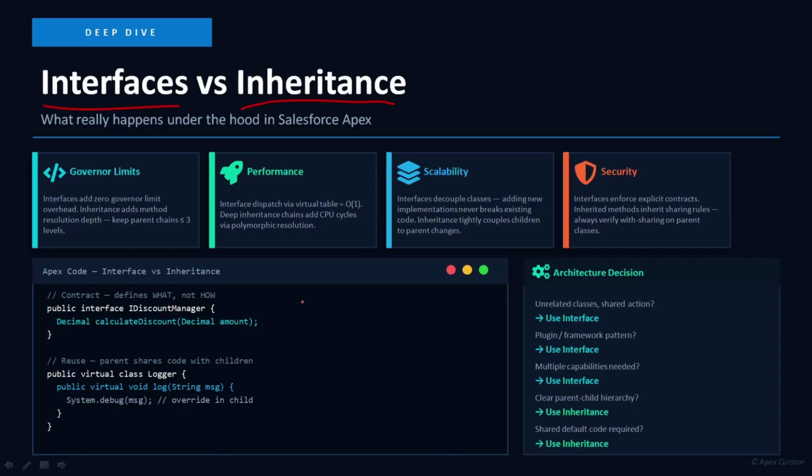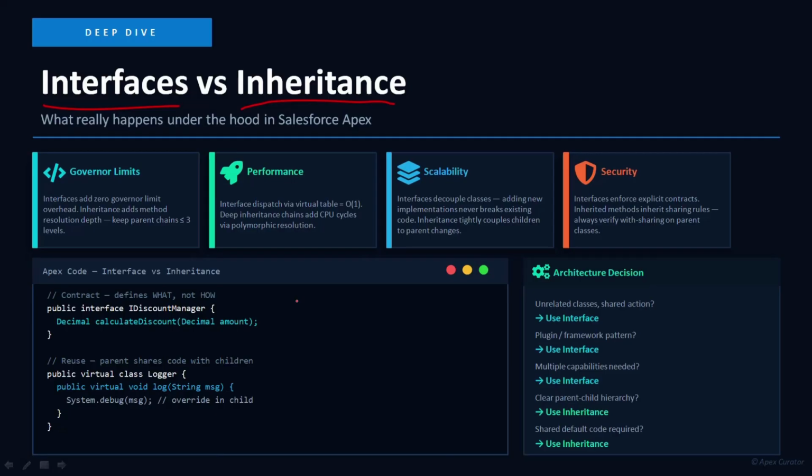Now, here is a simple and strong way to answer this question in an interview. You can start by saying something like this. Both interfaces and inheritance are ways to share behavior between classes in Apex, but they work differently and serve different purposes. Inheritance is about an is-a relationship. For example, a DB logger is a logger. The child class extends the parent class and automatically gets its code and behavior.